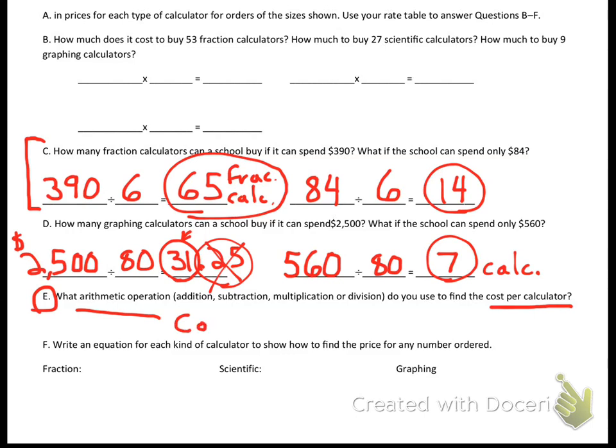We did cost divided by the number of calculators. And that gave us our unit cost. And this is actually a really, really important little formula here. It's how we find the cost per item.